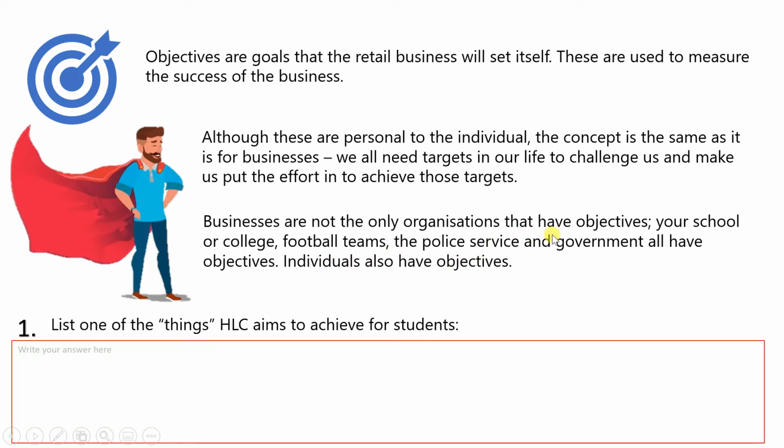Businesses are not the only organisations that have objectives. Our school, our college that you might know of, football teams, police service, government all have objectives. Individuals also have objectives. Task 1. List one of the things, well, at least one of the things, objectives basically, that HLC aims to achieve for its students. So what is it that we talk about in terms of when you leave school, what do we want you to have?